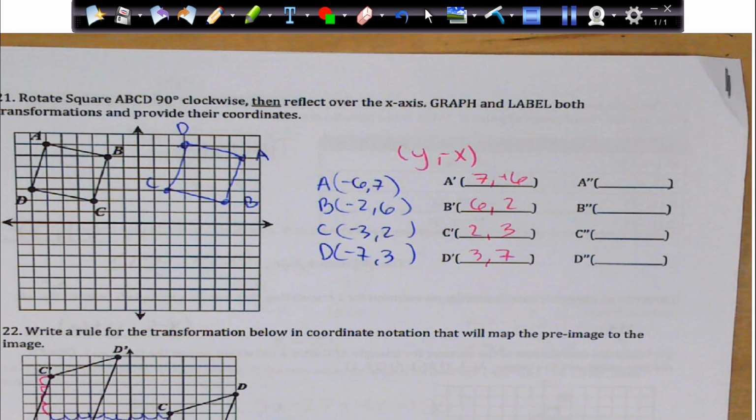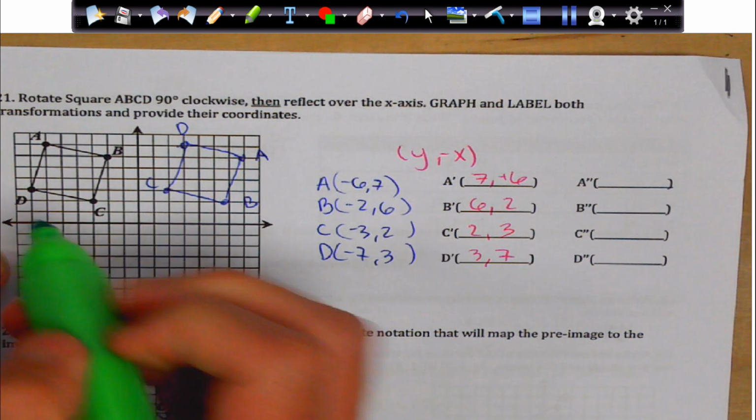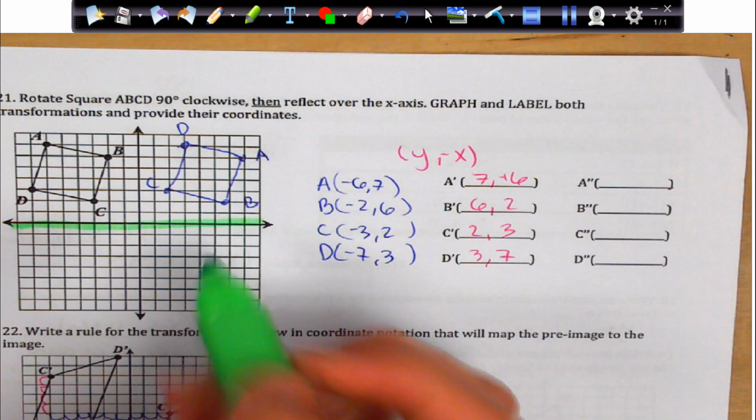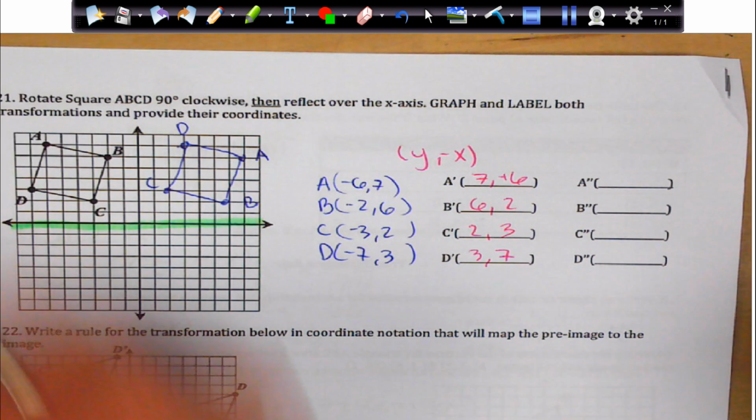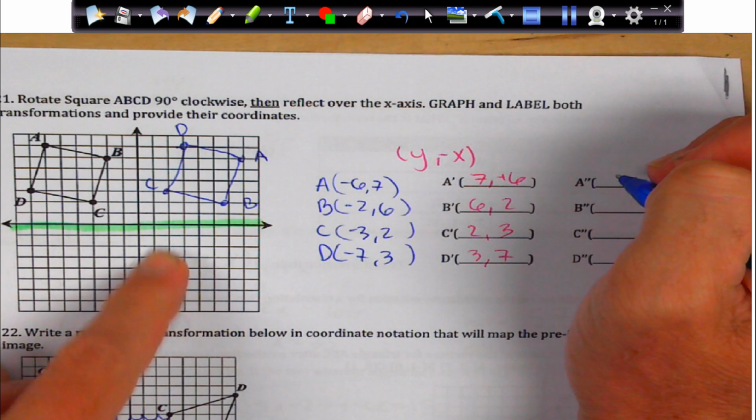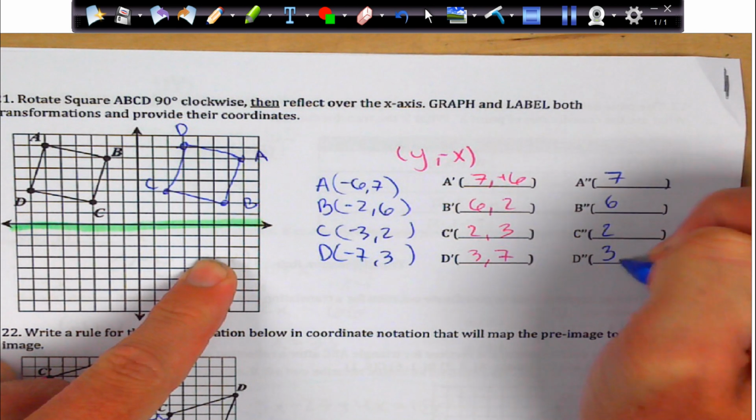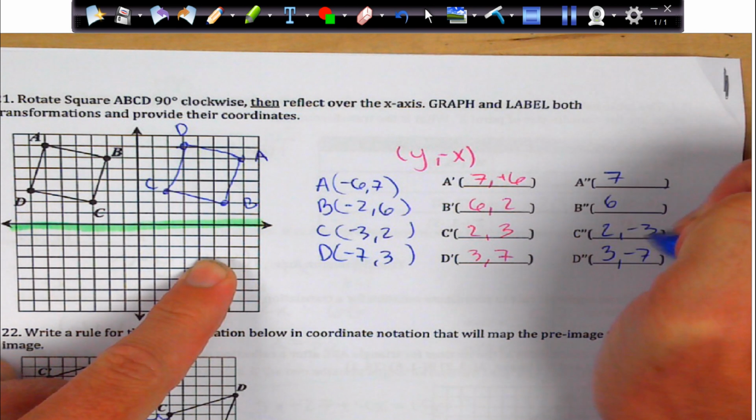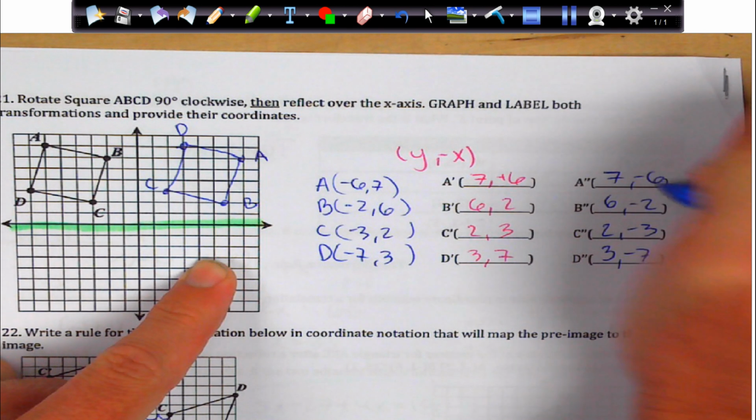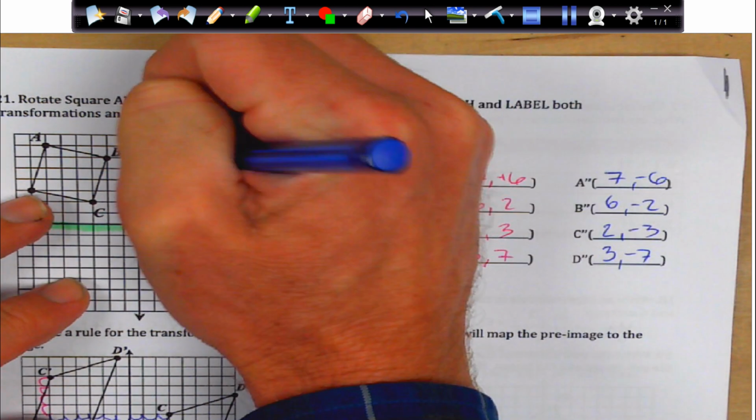Good. Now we got to reflect it over the x-axis. So again, here's my x-axis. If you remember the rule, the x value should stay the same. The y values just become negative. So this really should just go down here where all my y values are negative. So my x's really should all stay the same, and I should get negative y values. Okay, and so by the way, that was prime.